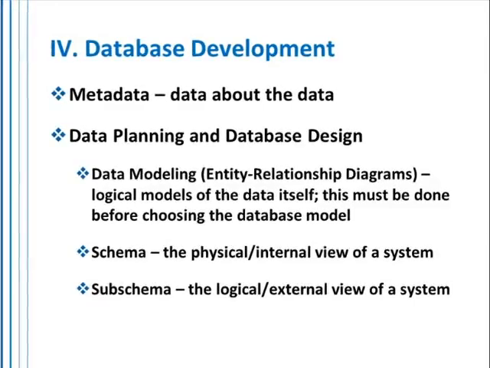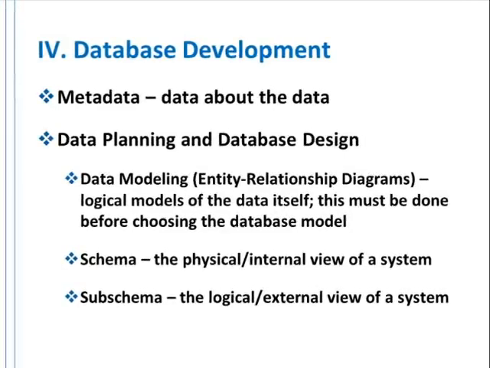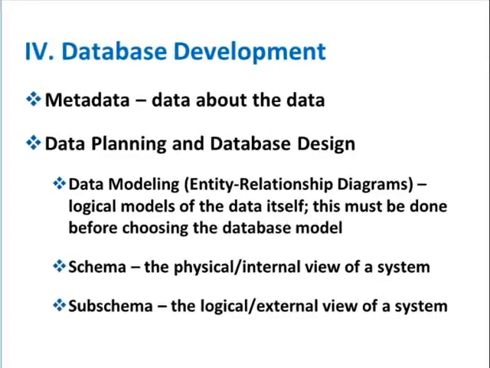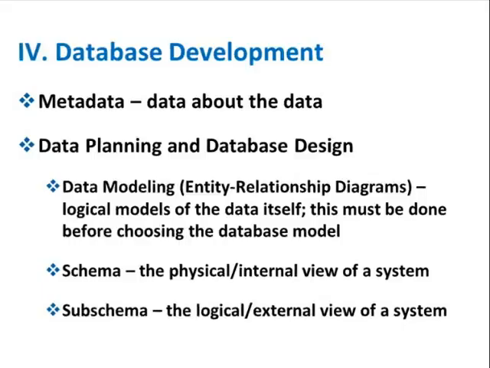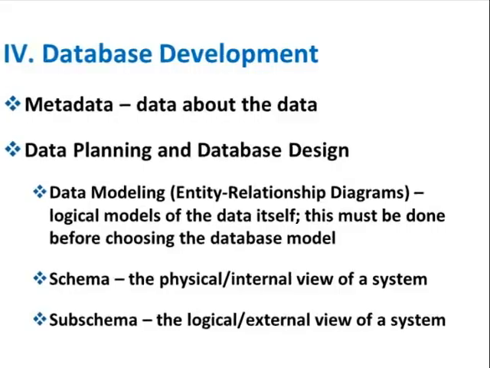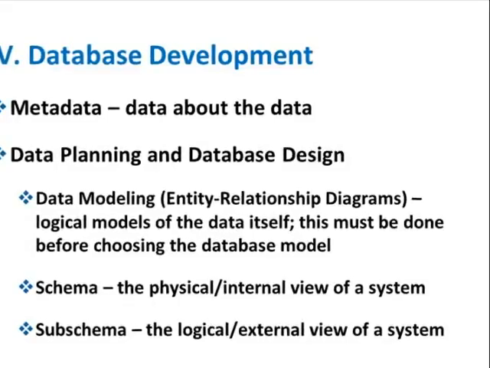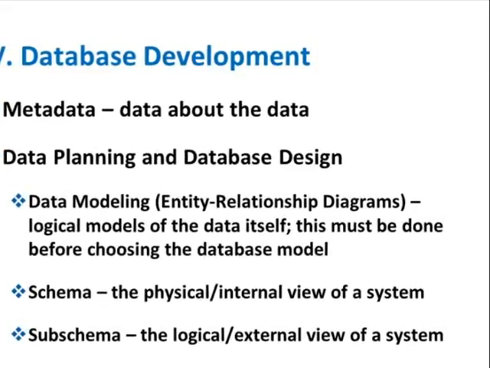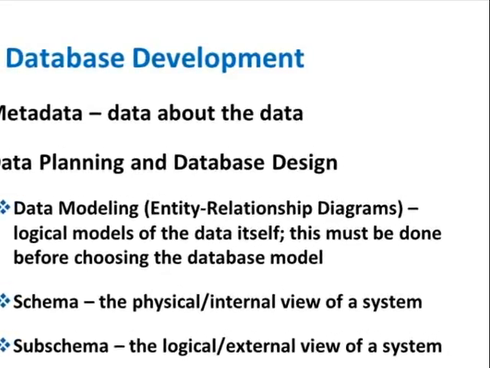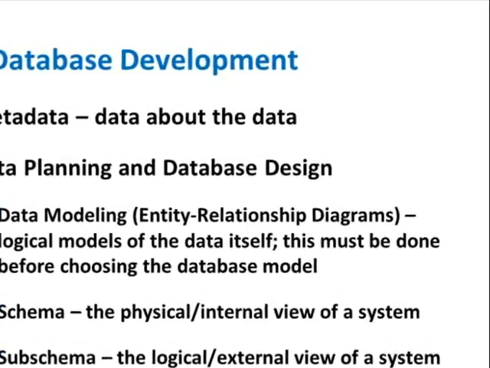And there is a specific planning and design process for databases. We call it data modeling, and one of the most popular diagramming tools that we use for data modeling is called the entity relationship diagram. It allows us to logically model the data and identify the relationship between the data before we actually start building the data. Then there's two other diagrams or definition processes that are very helpful too. One is called the schema, which is a physical internal view of a system, and the subschema, which is the logical external view of the system, or what users might possibly see.